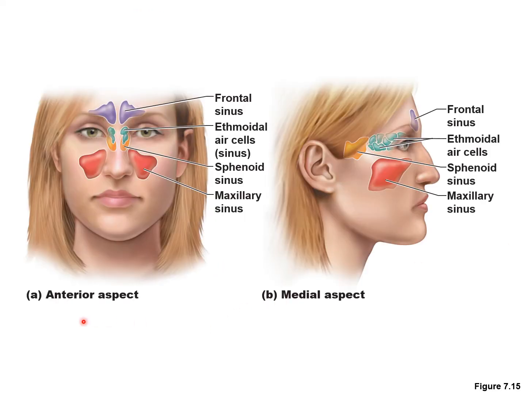So on this diagram, you can see anterior and medial aspects of these sinuses, and we call them paranasal sinuses because they are located around your nasal cavity. Right, so here's the frontal sinus in the frontal bone, ethmoidal sinus in the ethmoid bone, sphenoid sinus in the sphenoid bone, and maxillary sinus in the maxillary bone.